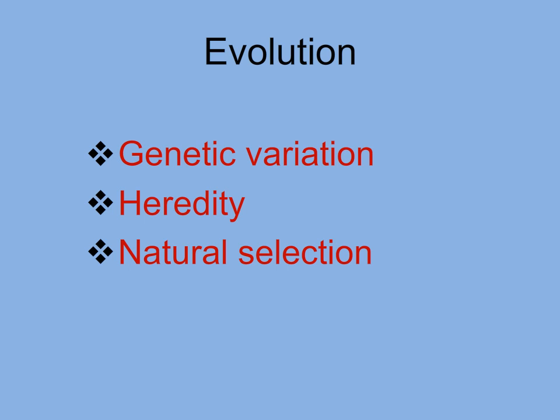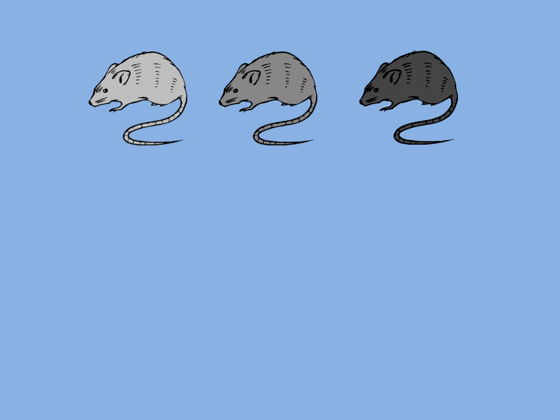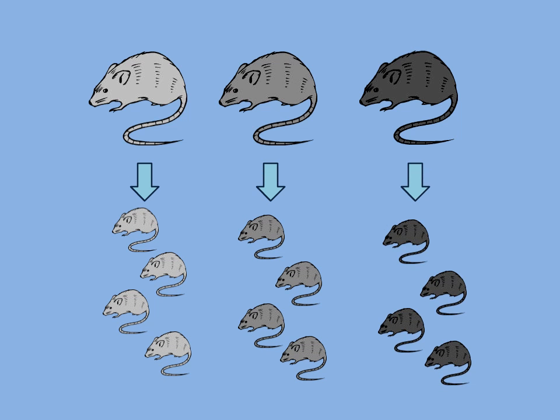Let's look at an example of how this might occur. On an island, we have a mouse population that has obvious variation in fur color: light gray, medium gray, and dark gray. Fur color for the mouse is a heritable characteristic. Light parents produce offspring with light gray fur, medium parents produce medium gray offspring, and dark parents produce dark offspring.